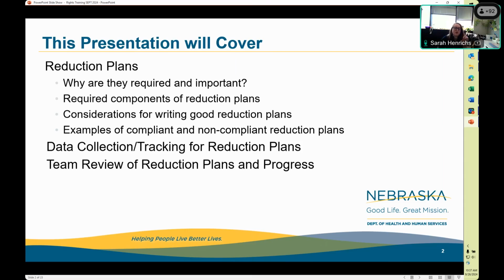And then we're going to give some examples of compliant and non-compliant reduction plans, because I think sometimes talking about things is one thing, but it can be a challenge to connect that back to the specificity of our work and the situations we find ourselves in. And so I think for some folks, because we all learn different ways, examples can be helpful. And then we're going to talk about data collection and tracking related to reduction plans, and team review of reduction plans as you review restrictions twice a year or more often.